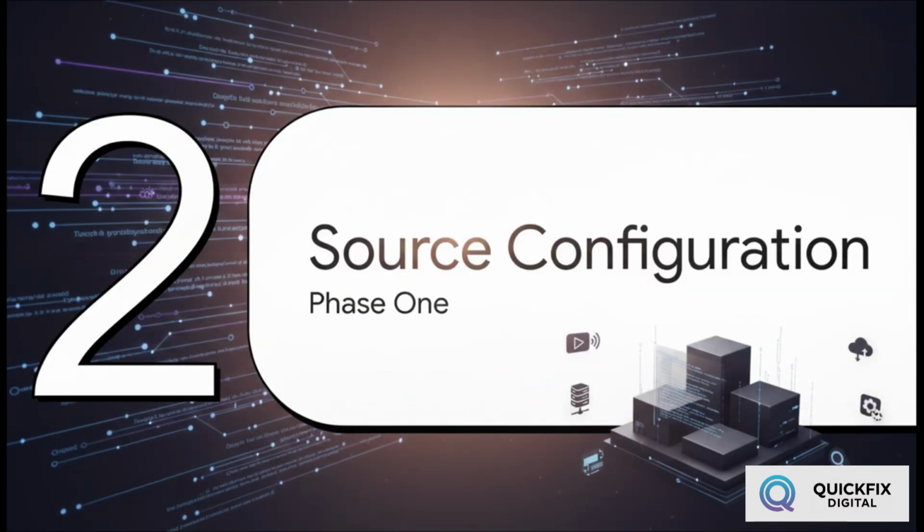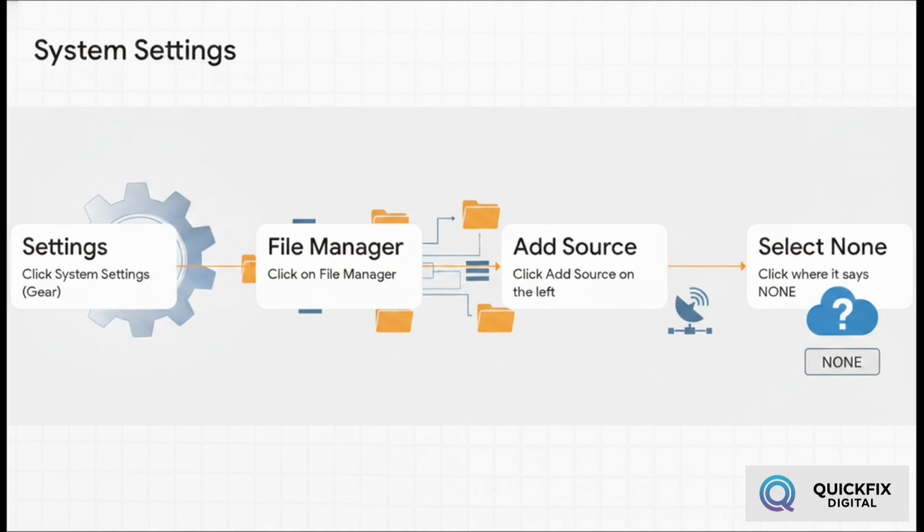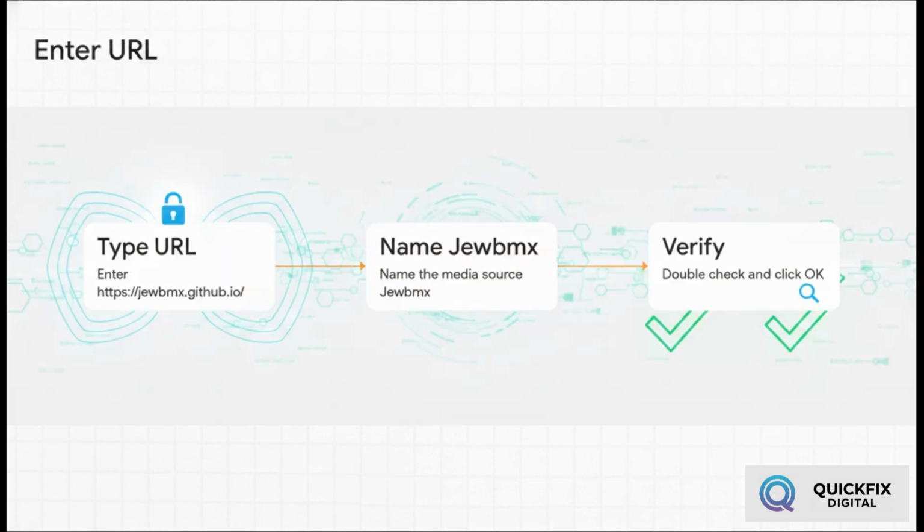Okay, moving right along to Phase 1, source configuration. This first sequence is all about navigating your core system settings to prep the environment for a new external source. From your main dashboard, you're going to want to hit that gear icon to get into system settings. Then, dive into the File Manager and click on Add Source. Finally, clicking where it says None basically opens the gateway so you can point your system directly toward the external repository.